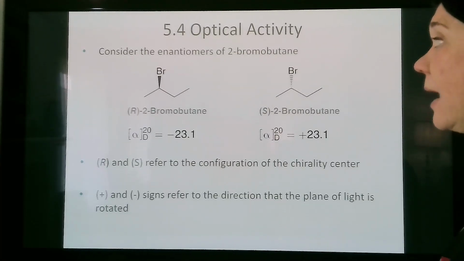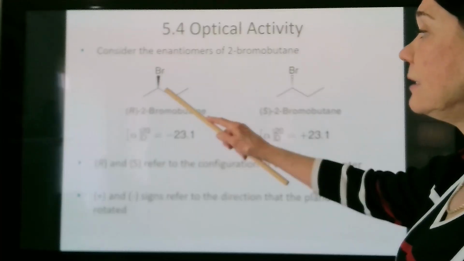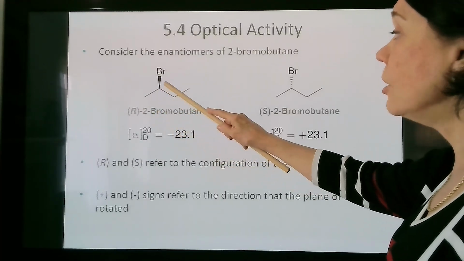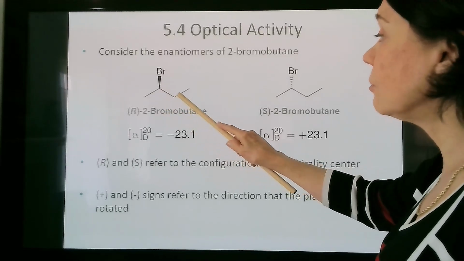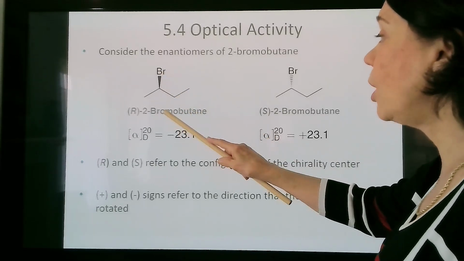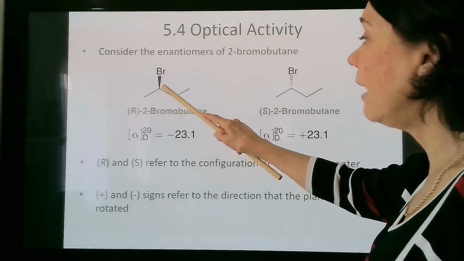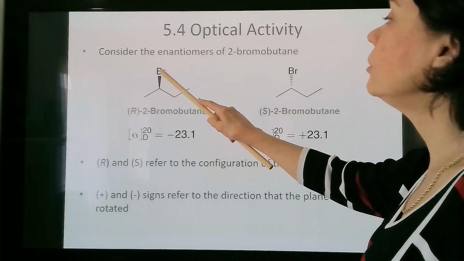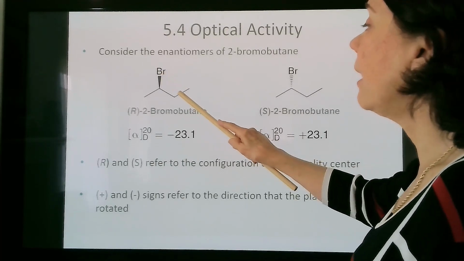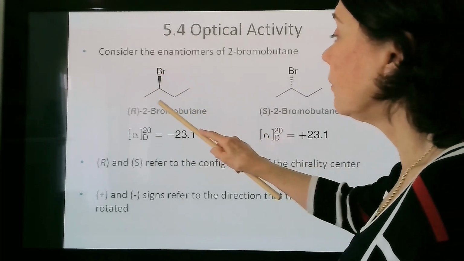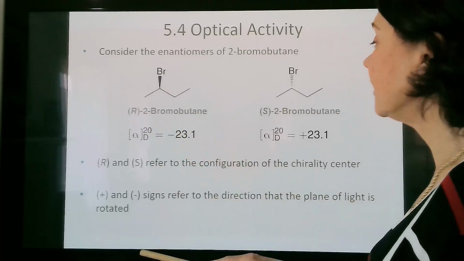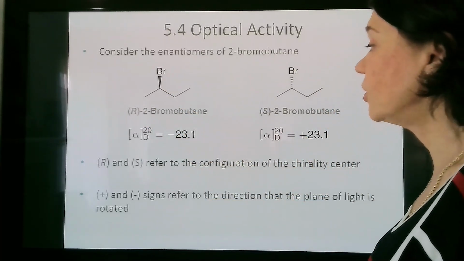So let's look now at 2-bromobutane. Let's just go back and check. So this is the R, 2-bromobutane. Yes, 1, 2, 3, 4. That's 2-bromobutane. And so here we have hydrogen going back. And so the prioritization is bromo over ethyl over methyl. Okay, so we're going clockwise. Yes, that is indeed the R isomer. And so this is going to be the S isomer.